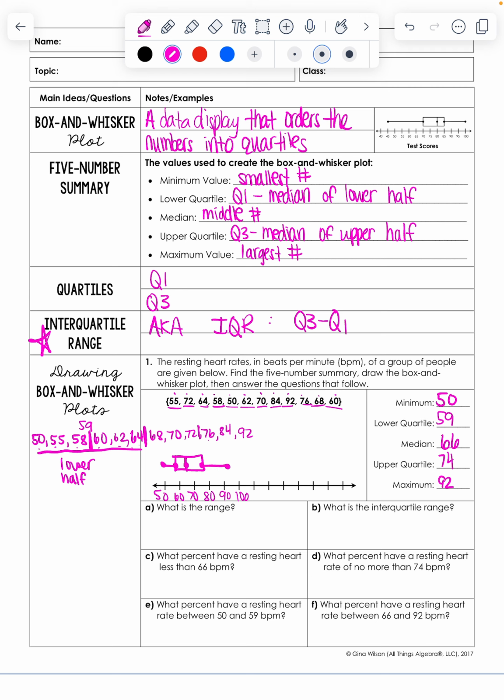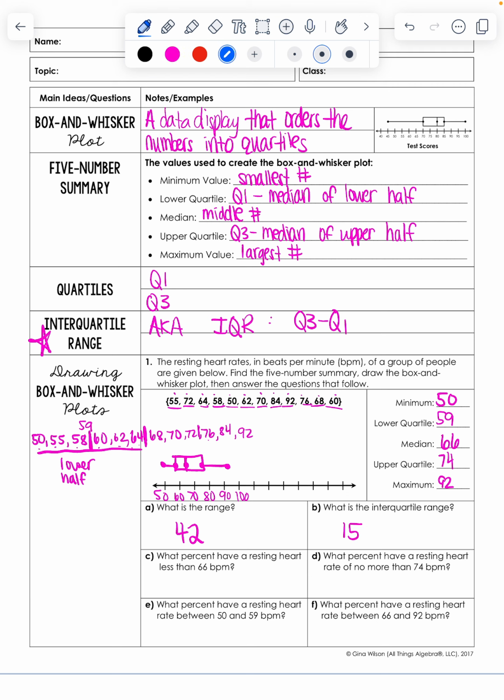And then for the questions, what is the range? Well, we could answer that without actually having the box and whisker plot. We would just do 92 minus 50, and we're going to get 42. Interquartile range, we do 74 minus 59. That's 15. And then for the interesting ones, what percent? So the Keystone actually loves these types of questions. What percent have a resting rate less than 66 beats per minute?